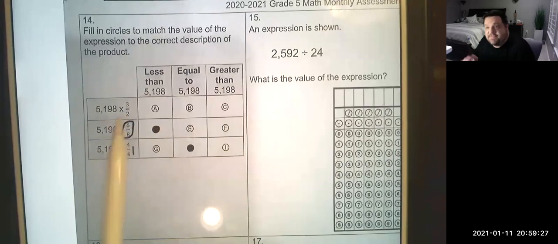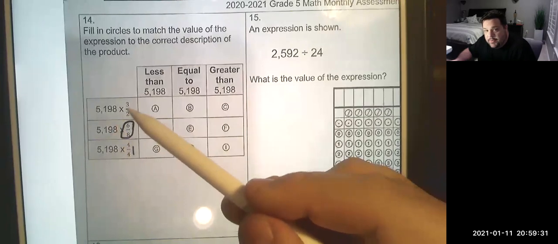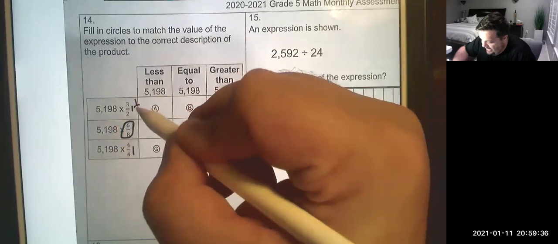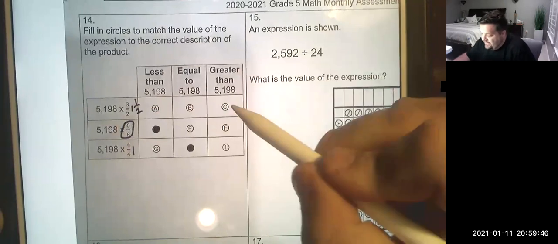Now look up here. This 3/2, it's bigger than 1, right? Because you got to take that 2 in the denominator and put it into the numerator. So this number is actually 1 1/2. So any number times a whole number at least stays the same if it's a 1, right? So that 1 keeps it the same, but then that half makes it bigger then, right? So this one is definitely going to get bigger.